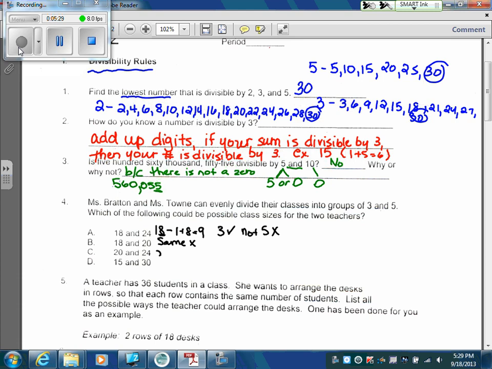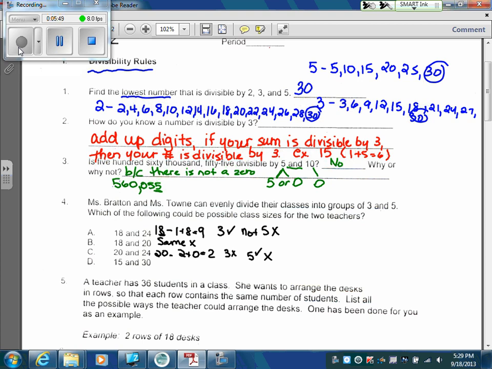C, 20 is divisible by 5, but look, if we add it, 2 plus 0 equals 2. That is not divisible by 3, but it is divisible by 5. Well, we need them both. And see, we didn't even have to look at 24 again, so that's out.